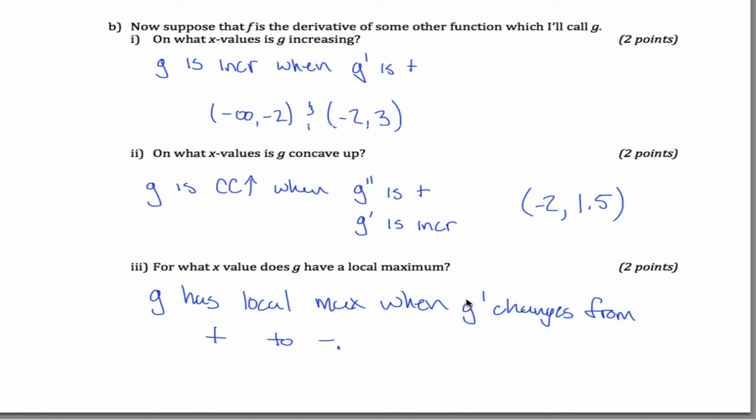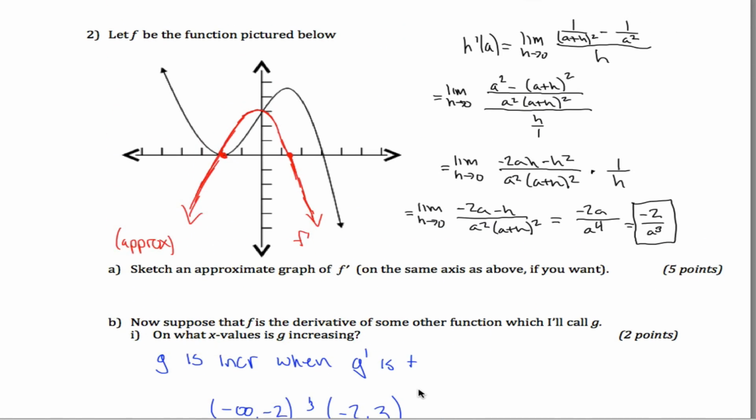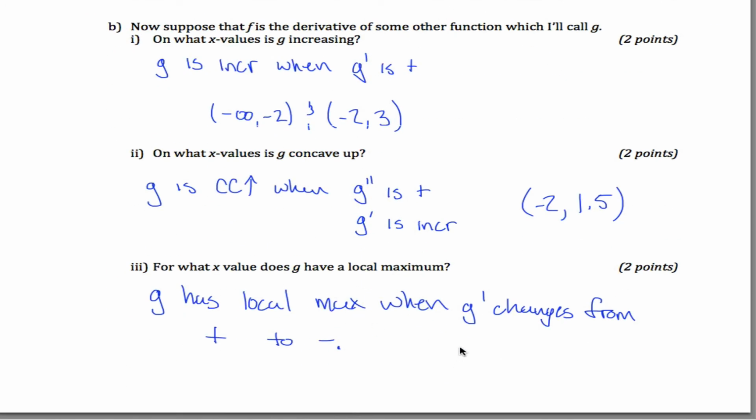So what I have to do is go look at the graph of g prime, which is provided, it's the thing in black, and figure out when that thing changes from positive to negative. Not when that thing changes from increasing to decreasing, but when that thing changes from positive to negative. That happens right here at x equals 3. To the left of 3, this is above the axis. To the right of 3, this is below the axis. That happens at x equals 3.